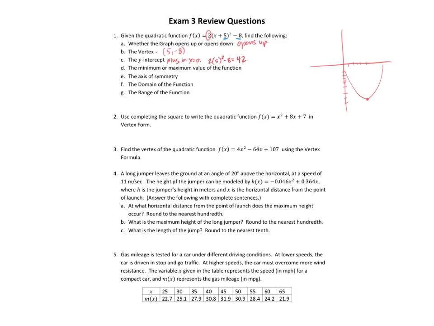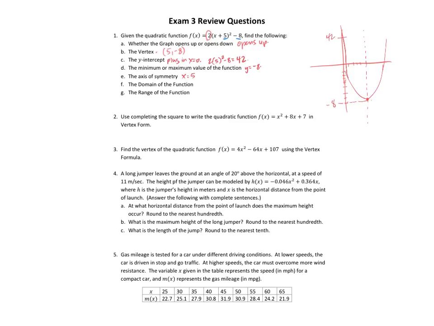So this crosses the y-axis up here at 42. Let's actually do something like that. Okay. The minimum or maximum value of the function, so the lowest y value that it achieves, is here at -8, which is the y-coordinate of the vertex. And the axis of symmetry, that's going to be this symmetric line, which happens when x = 5.